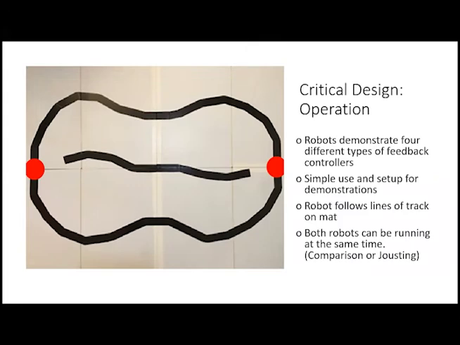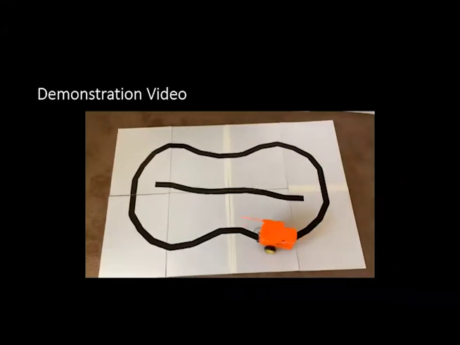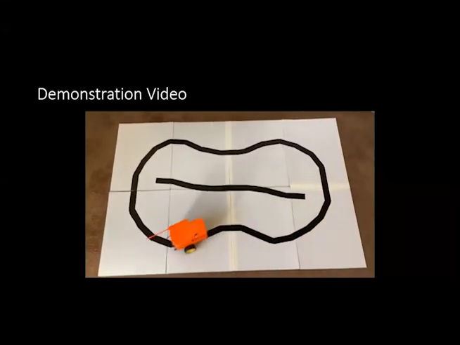To further the demonstration, both robots can be running at the track at the same time to help visualize the difference between the types of controllers. The final demonstration places both robots opposite of each other on the line track. Using PID, the robots will joust. Here's a video of one of the robots on the track using the PID controller.